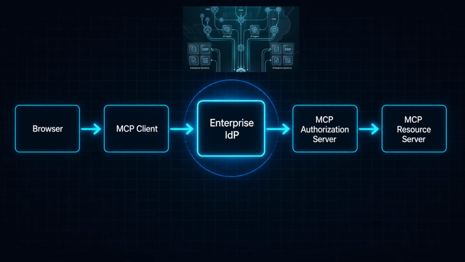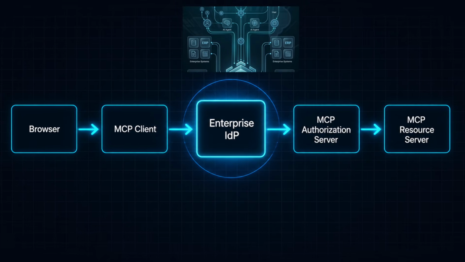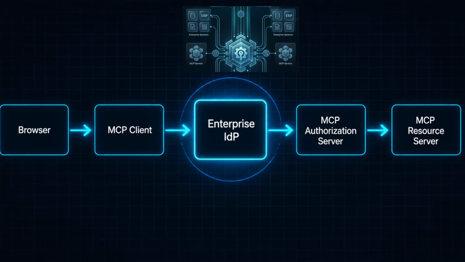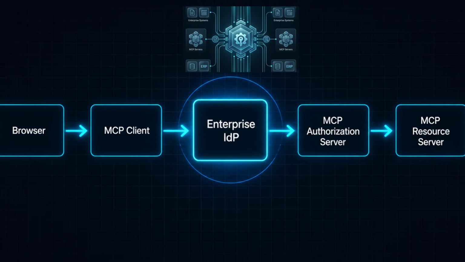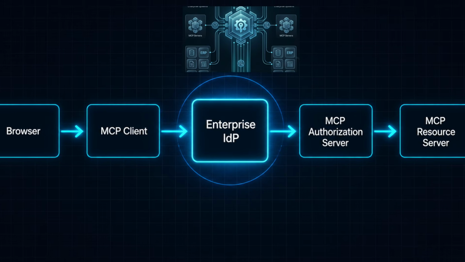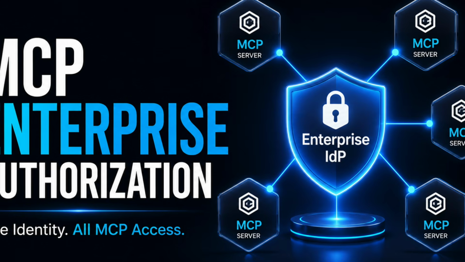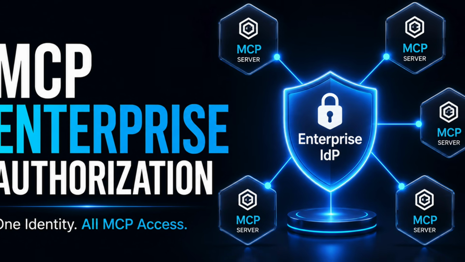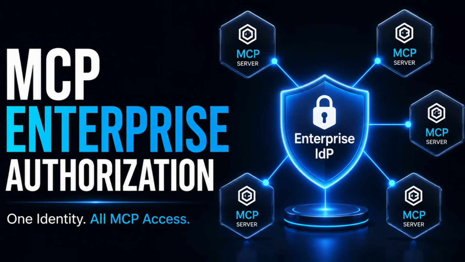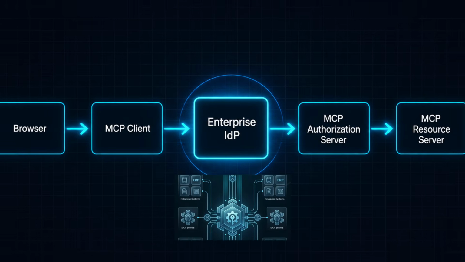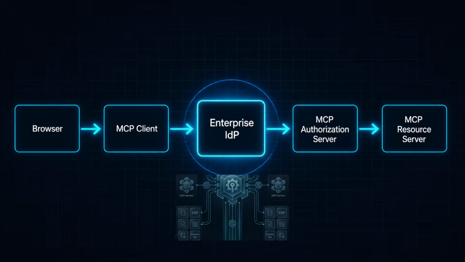5 components, 1 flow. This is how Enterprise Managed Authorization actually moves a request from your browser through your identity provider to an MCP server and locks out anyone who shouldn't be there. In the next 5 minutes, I'll walk you through every arrow in this diagram, step by step, and show you exactly why it fixes a problem most MCP deployments don't even know they have.